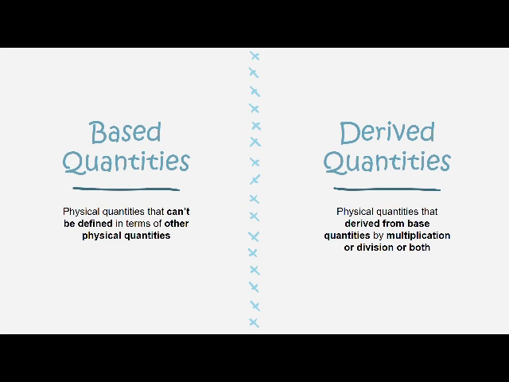From the previous explanation, we can distinguish between principal quantities and derived quantities as follows. Base quantities are physical quantities that cannot be defined in terms of other physical quantities, while derived quantities are physical quantities that derive from base quantities by multiplication or division or both.